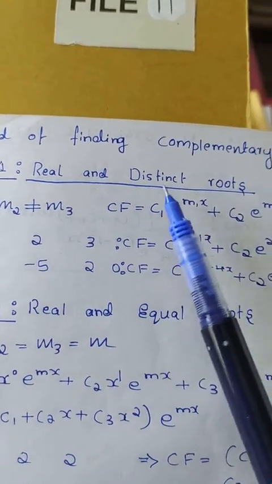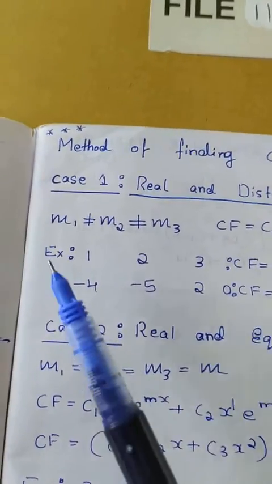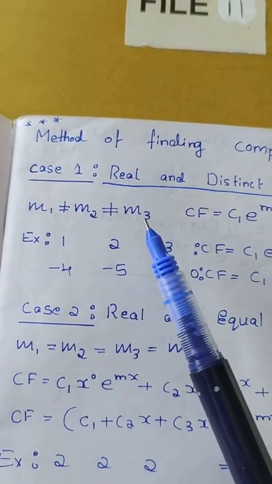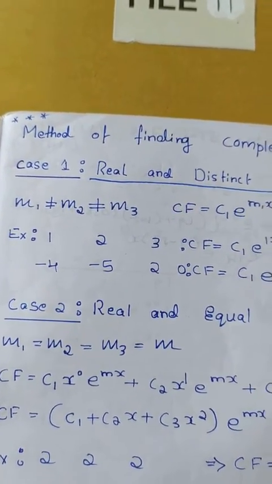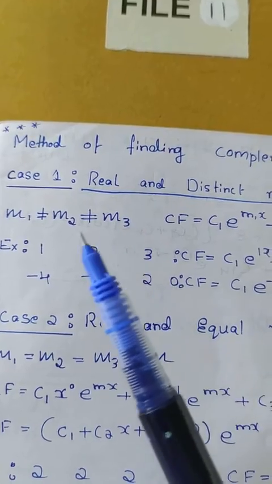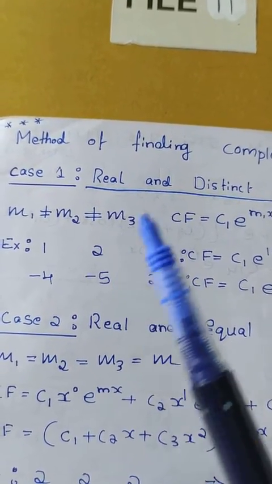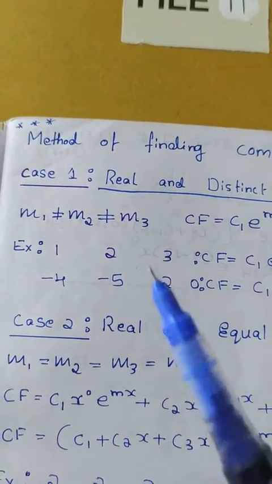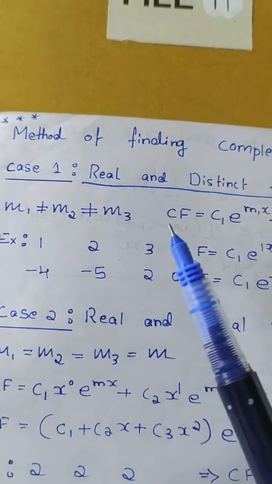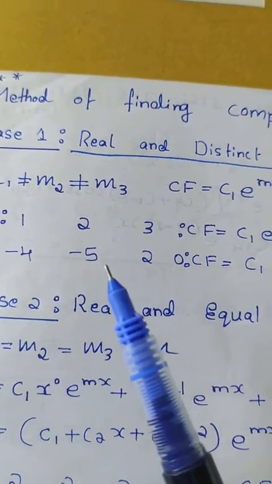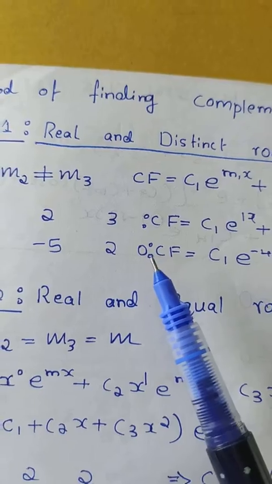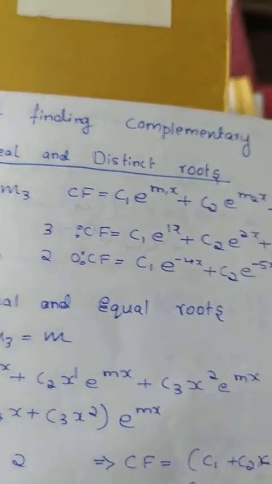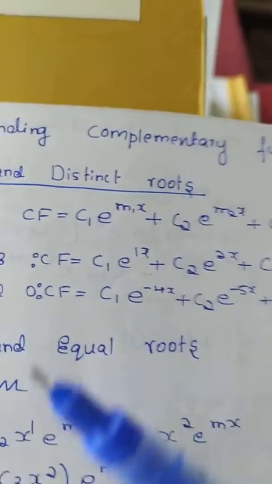Roots are real and distinct. Say for example m1, m2, m3. I'm taking only 3 roots. m1, m2, m3 are not equal, meaning different roots and real roots. Say for example 1, 2, 3, -4, -5, 2, 0, etc. If roots are real and distinct, see here.